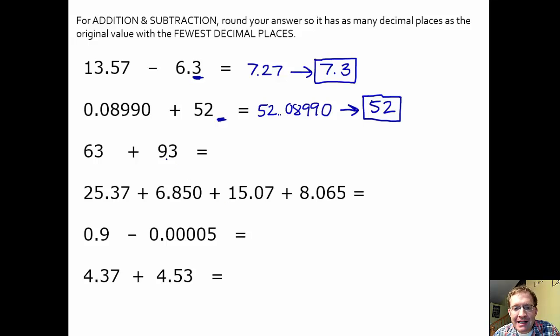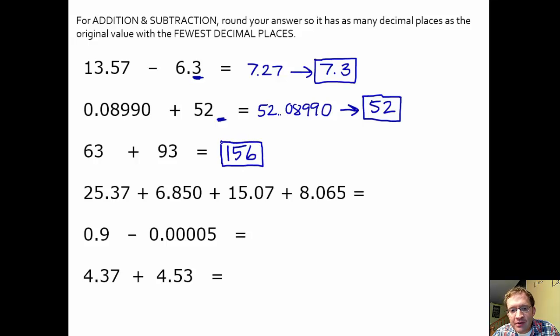63 plus 93 gives us 156 when we punch that in our calculator. 156 has no decimal places. Neither does 63, neither does 93. So 156 has no decimal places, and that's perfect. Okay, that works out great.